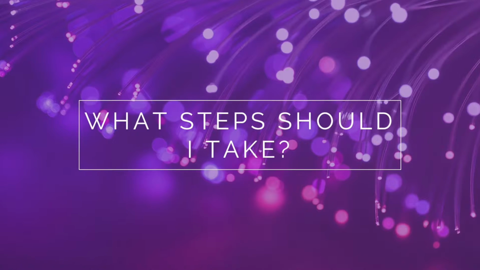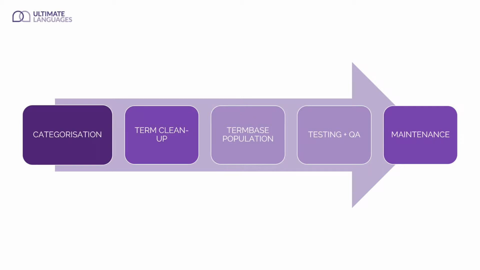What steps should I take? In our experience, the following steps should be taken to implement a successful terminology management strategy. 1. Categorization. Rather than keeping one huge glossary, split it up into smaller, more manageable ones, each with a specific focus. 2. Terminology cleanup. Remove any redundant or unnecessary terms, otherwise they just clog up your glossaries.